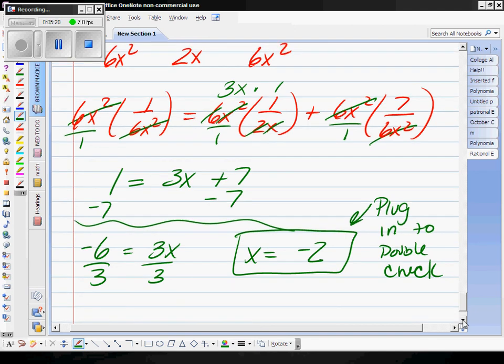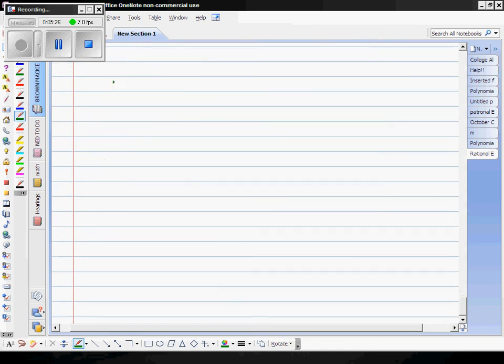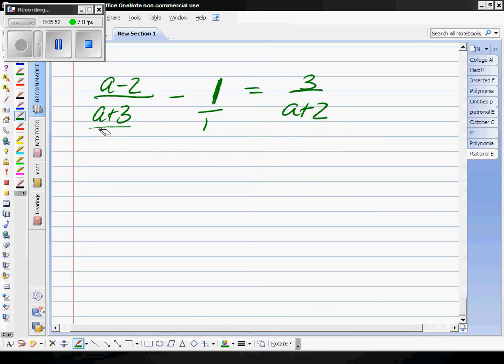All right, let's beef it up just a tad bit. I have a minus 2 over a plus 3 minus 1 equals to 3 over a plus 2. Well, what is my least common denominator here? Well, technically this is over 1, so there's no real denominator. But if I'm looking at it, I see that I have an a plus 3 and an a plus 2, so my least common denominator is both of those terms, a plus 3 and a plus 2.